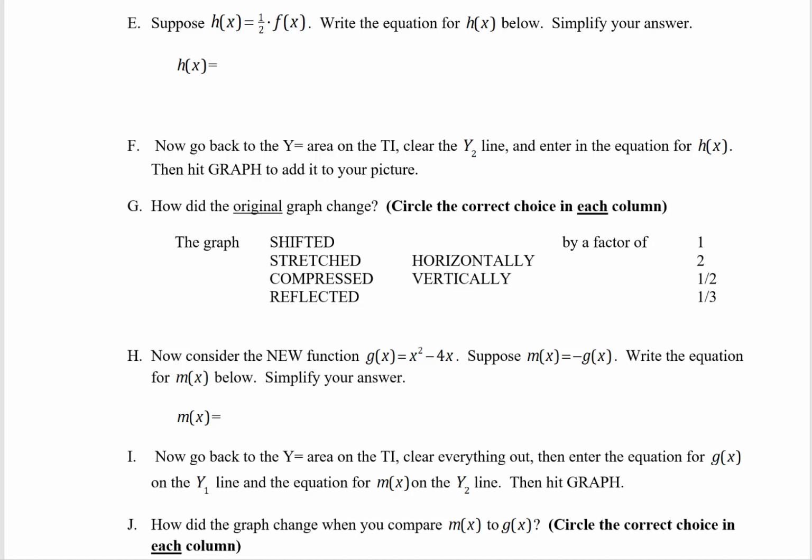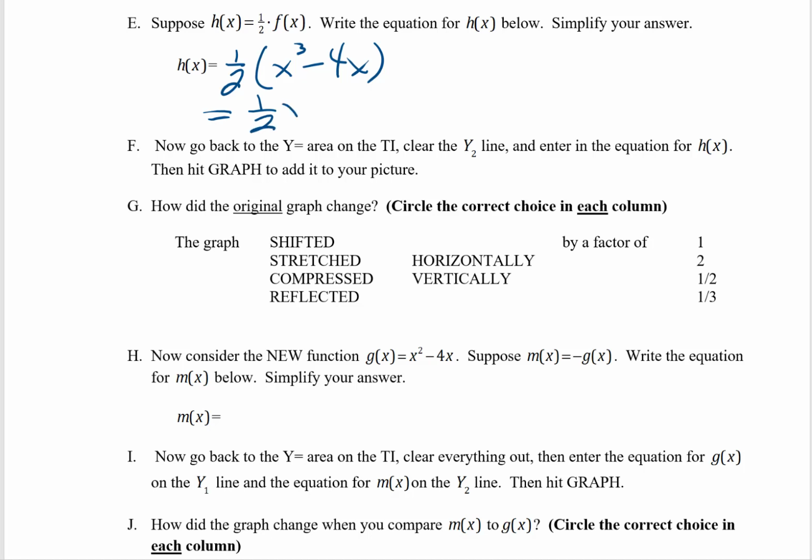Problem number 2e, now we're creating yet another new function called h of x. H of x is also built by using that f of x function. This time, instead of multiplying by a 3, we're multiplying by a 1/2. So I'm going to do 1/2 times the f of x function. The f of x function was x cubed minus 4x. I'll distribute again to clean this up.